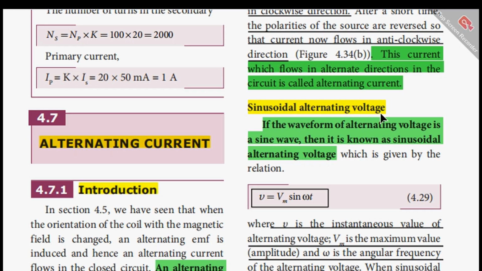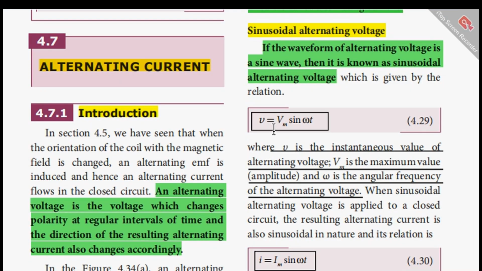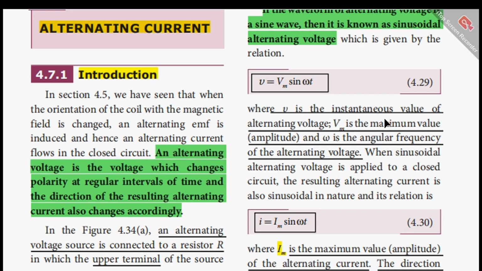Sinusoidal alternating voltage. What is that? If the waveform of alternating voltage is a sine wave, then it is known as sinusoidal alternating voltage, and that is given by the relation V equal to Vm sin omega t. That is, V is the instantaneous value of alternating voltage, and Vm is the maximum value, that is called as amplitude, and omega is the angular frequency of the alternating voltage.